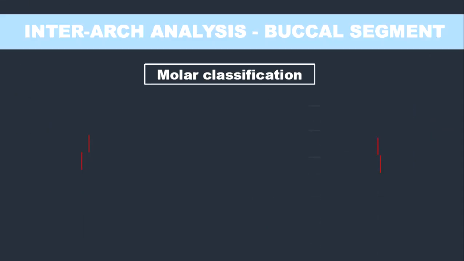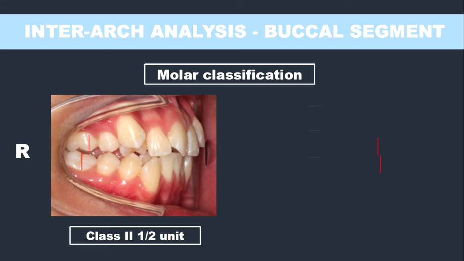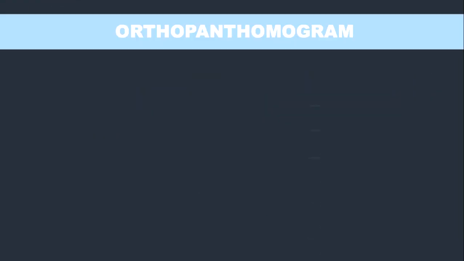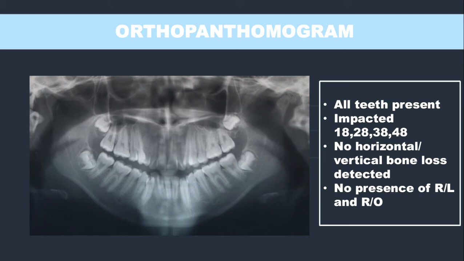And this is the molar classification. For the right side, I would say that this is class 2 half unit, and for the left side, I would say that this patient has class 2 quarter unit. And this is the OPG of Miss A.